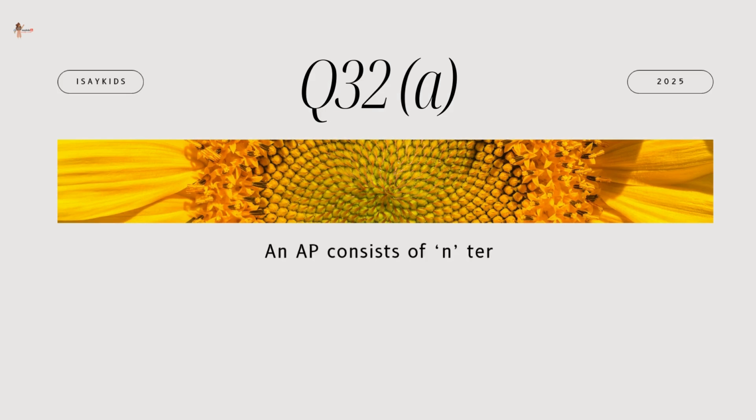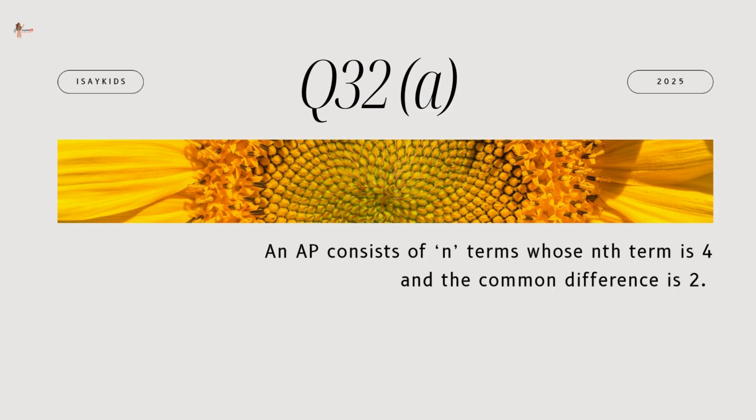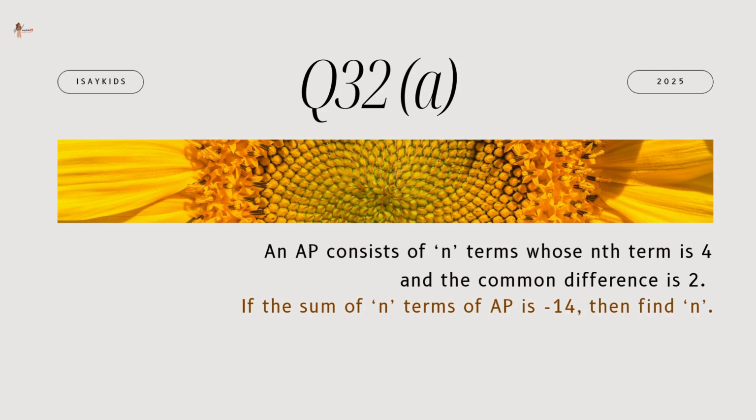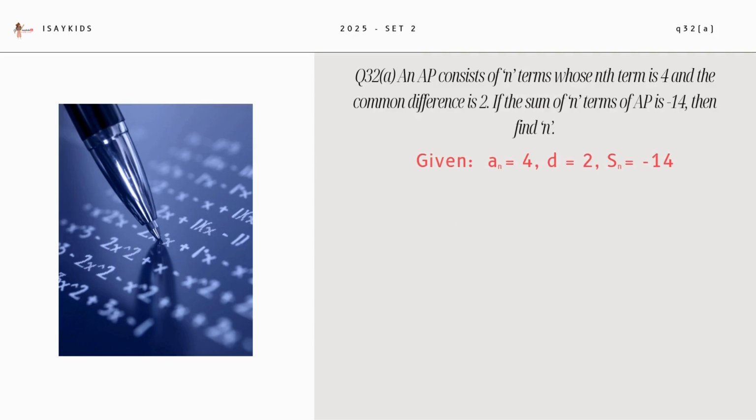An AP consists of n terms. The nth term is 4 and the common difference is 2. The sum of n terms is minus 14 and we need to find n. Also, we need to find the sum of the first 20 terms. Now we know that an is 4, d is 2 and Sn is minus 14.